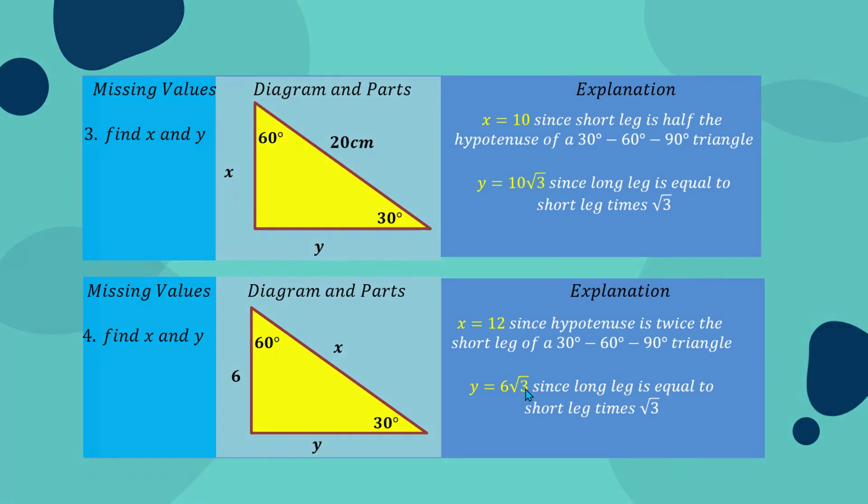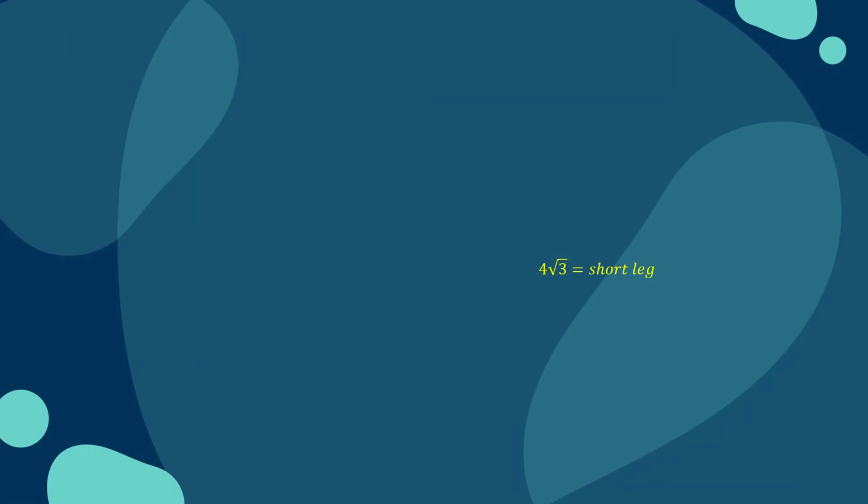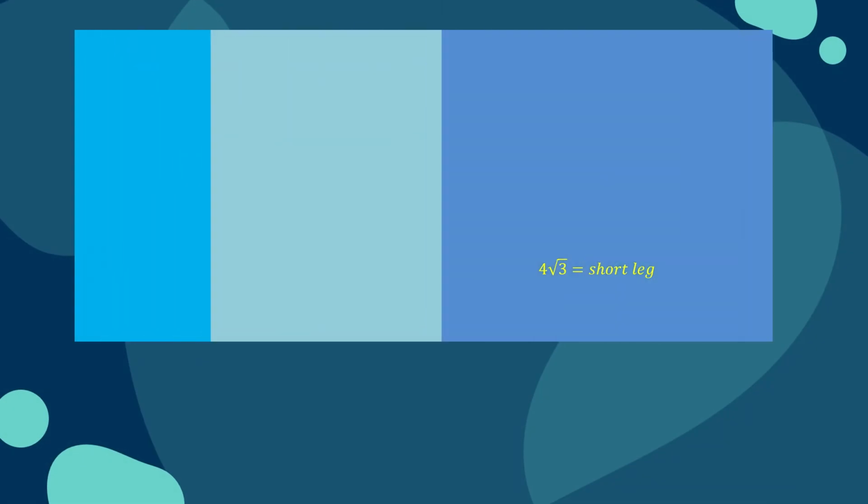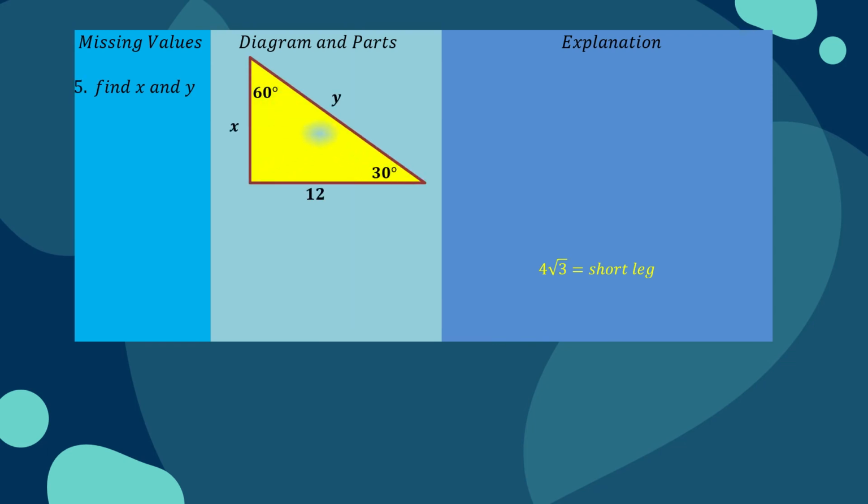Okay, na nakasimple. Sorry for the disturbance a while ago. Okay, for the fifth example, the diagram is given for a 30, 60, 90 degree right triangle. The short leg is x, hypotenuse is y, then given long leg, which is 12. How do we solve for x and y? Or how do we solve for the short leg and the hypotenuse given the long leg?